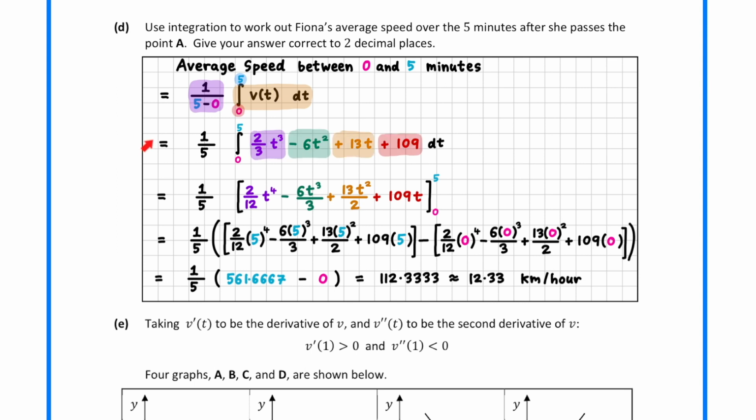Each of the terms in the function can be integrated using the rule of raising the power by 1 and then dividing by the new power. We sub in the upper limit of 5, sub in the lower limit of 0, and then subtract. Performing this calculation brings us to our final answer.